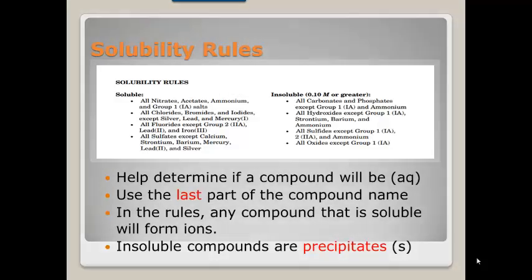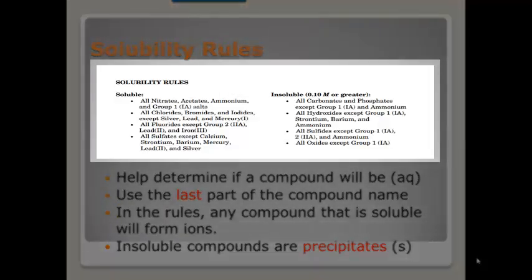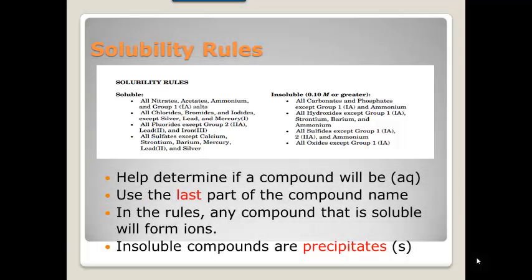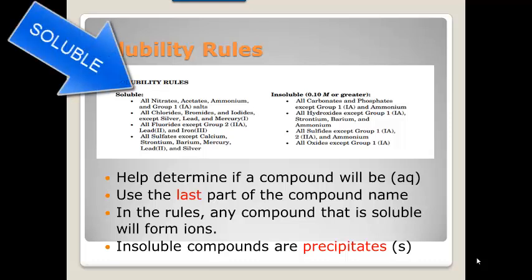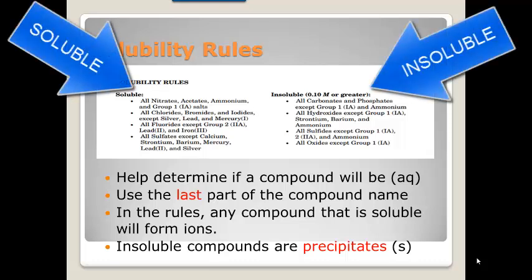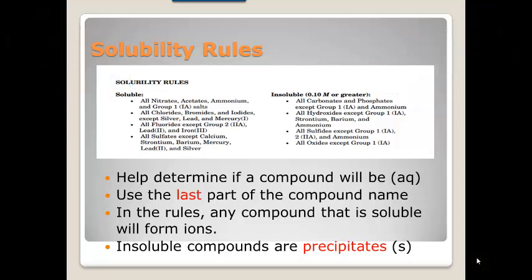Now here's a picture of the solubility rules that are in your reference packet. The way that you're going to use these is to help you determine if a compound is going to have the aqueous notation beside it, or if it's not going to be soluble, we're going to call that a precipitate, and we're going to put the small s notation beside it for solid. You're going to use the solubility rules with the last part of the compound's name. So when you look at these, there's a soluble list on the left and an insoluble list on the right. Now be careful reading them. There are some exceptions that you're going to run into.